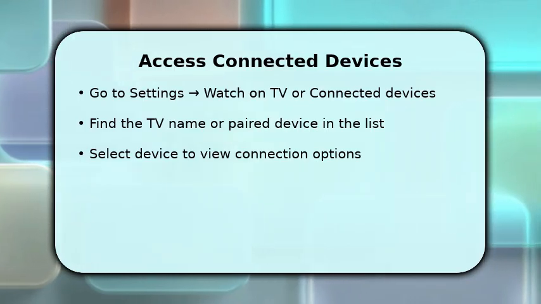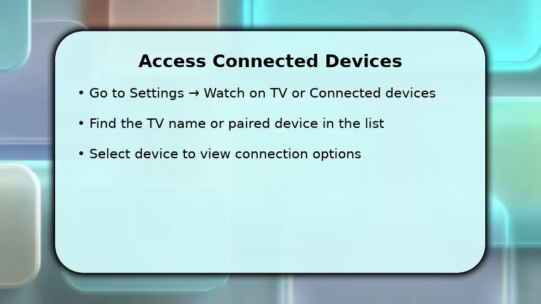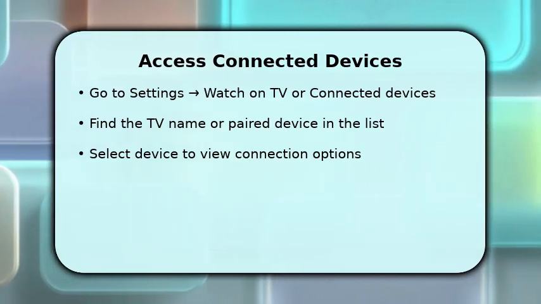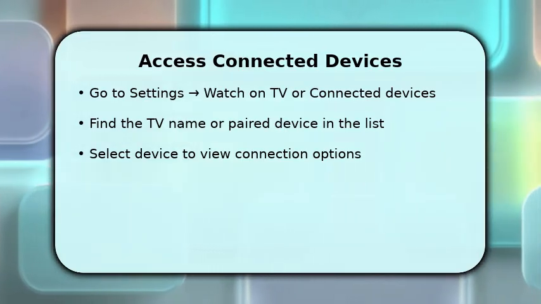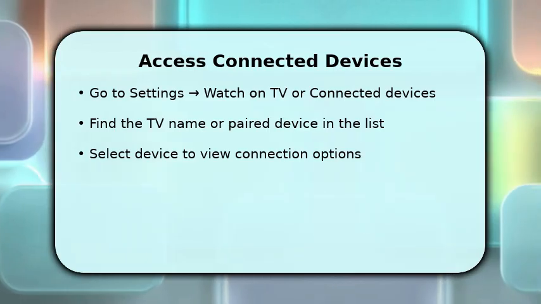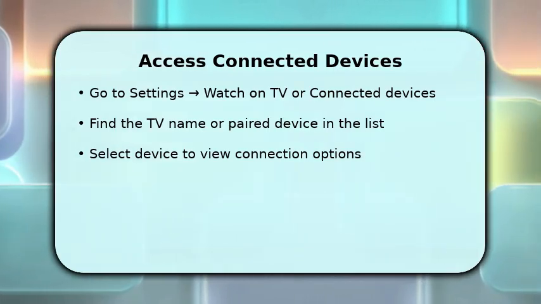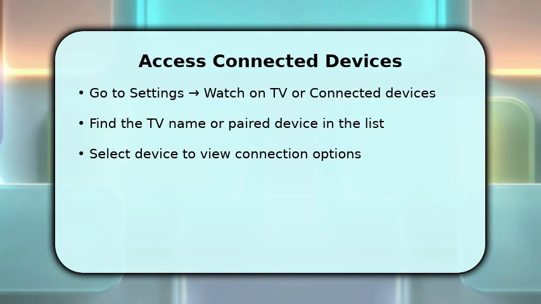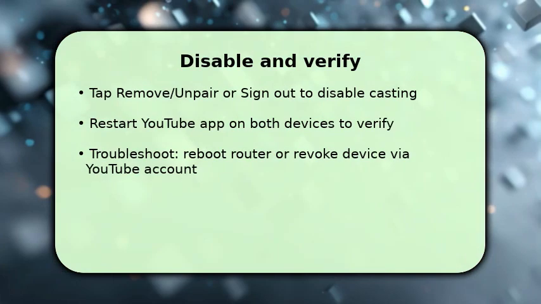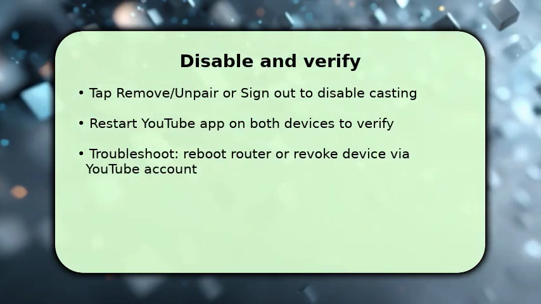If you see an option to remove, unpair, or sign out, select it. This severs the link. Make sure to confirm prompts so the change takes effect immediately. You disable casting by tapping Remove, Unpair, or Sign Out for the TV entry. Confirm when prompted so the account no longer auto-casts.